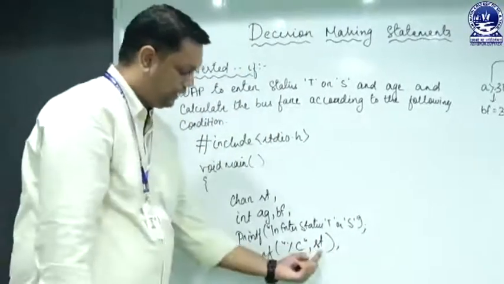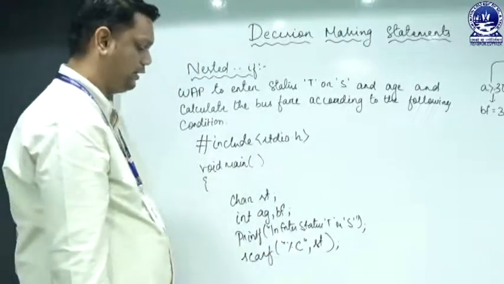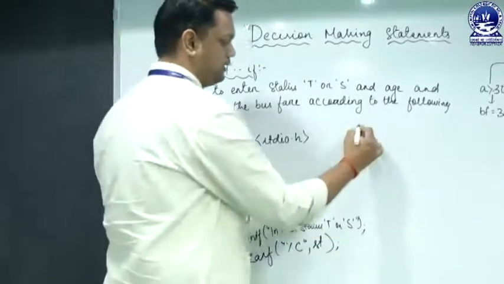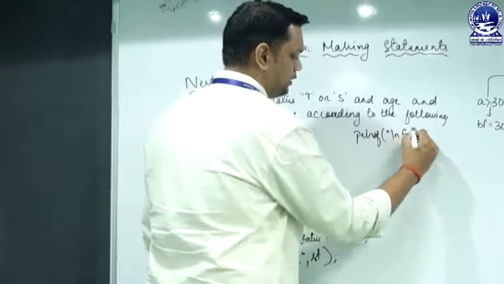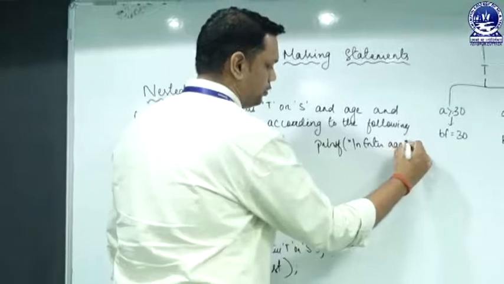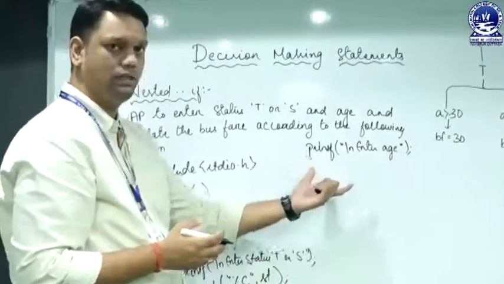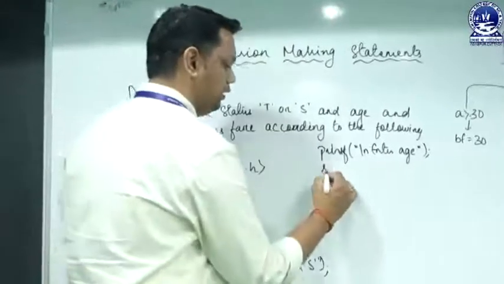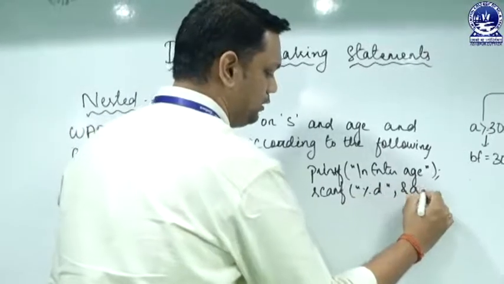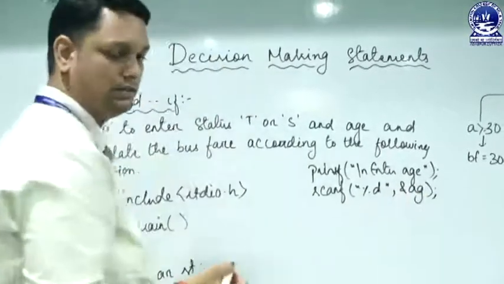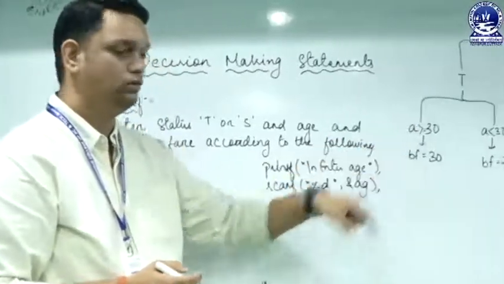Okay, so we have entered the status of the person. Next, we have to enter the age of the person. Let's say I will write printf enter age, so that it will not be difficult for the user to recognize what they have to enter. Next, we will use scanf %d &AG, which stands for age of the person. Now I have to calculate the bus fare according to this condition.